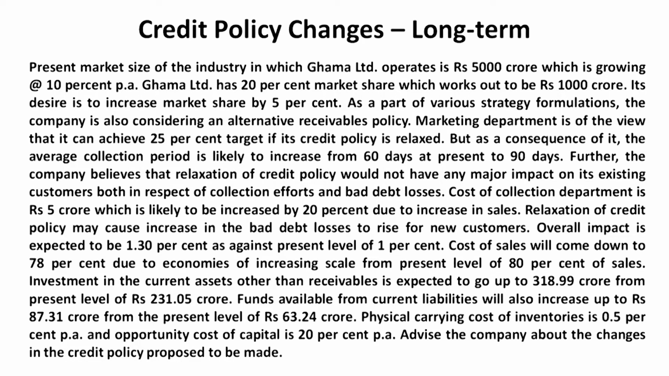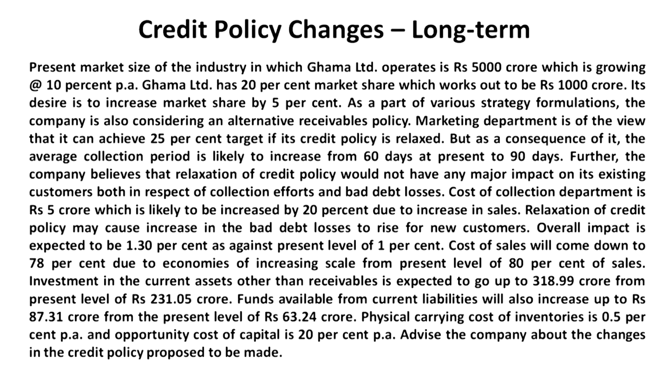The present market size of the industry in which Gamma Limited, the name of the company, operates is 5,000 crore rupees, which is growing at the rate of 10% per annum. The industry is growing overall, that market is growing for that product at the rate of 10%. So 5,000 crore is today and is growing at 10% per annum. Gamma Limited has a 20% market share, which works out to be 1,000 crores. So out of 5,000 crores, 1,000 crore is held by Gamma Limited.